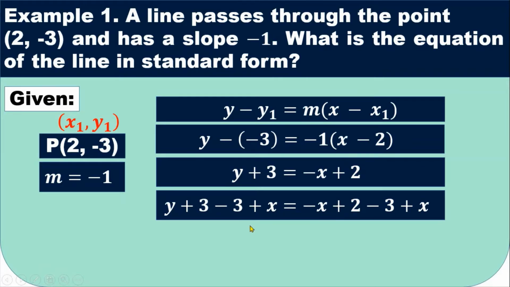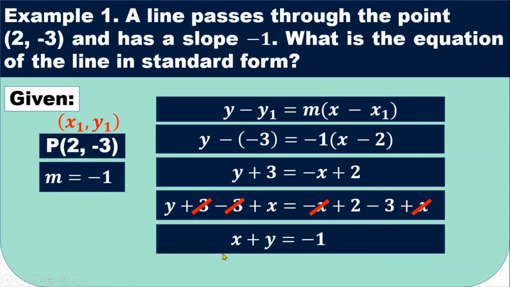3 minus 3 on the left side makes 0. -x plus x on the right side is also equivalent to 0. The result now is y plus x is equal to 2 minus 3, which is -1. But since addition is commutative, we can write x first before y, so x plus y is equal to -1. And this already takes the form ax plus by is equal to c.